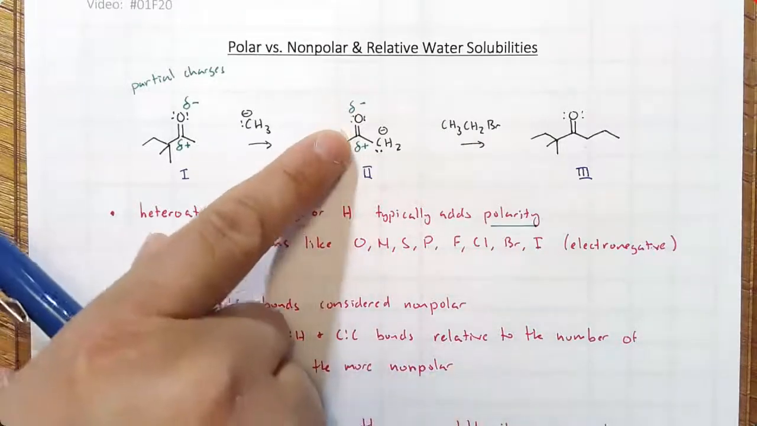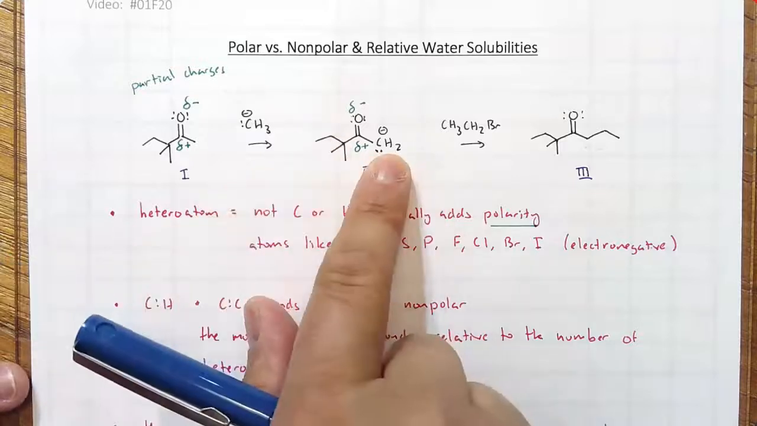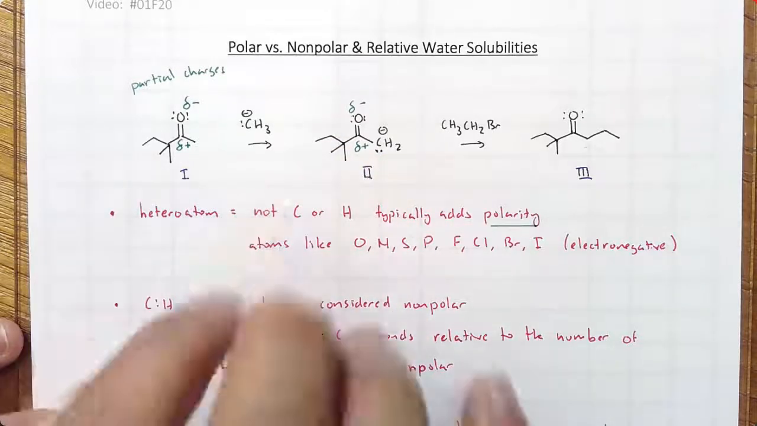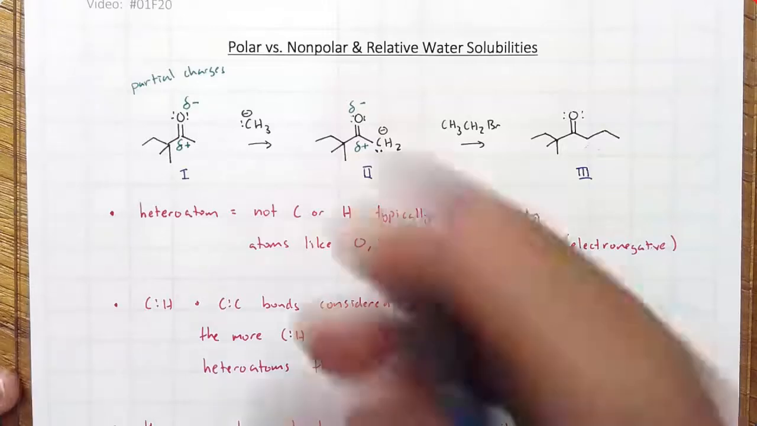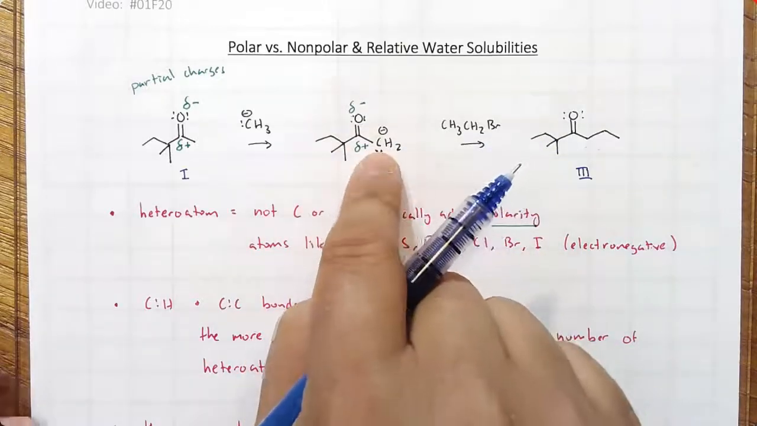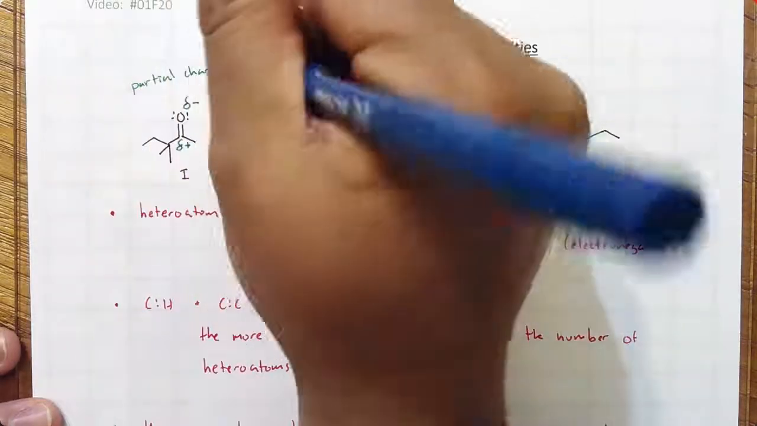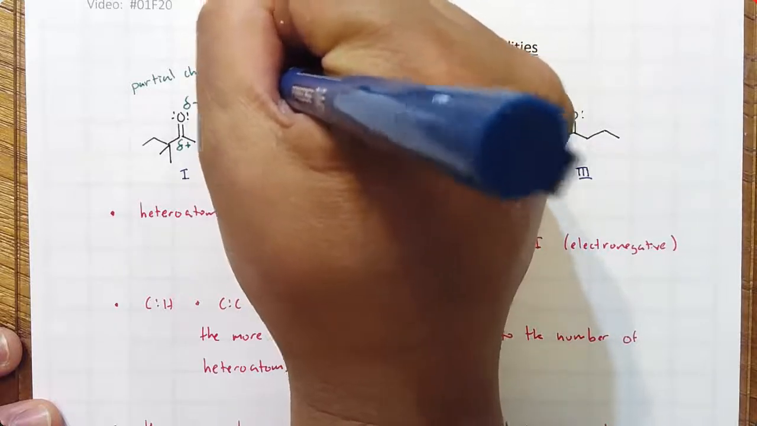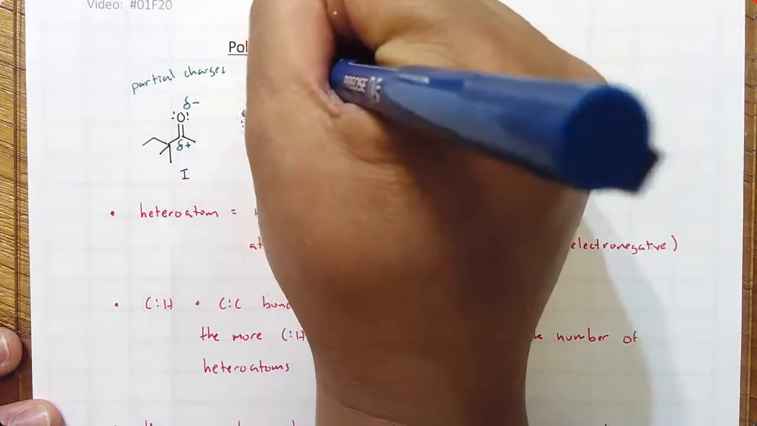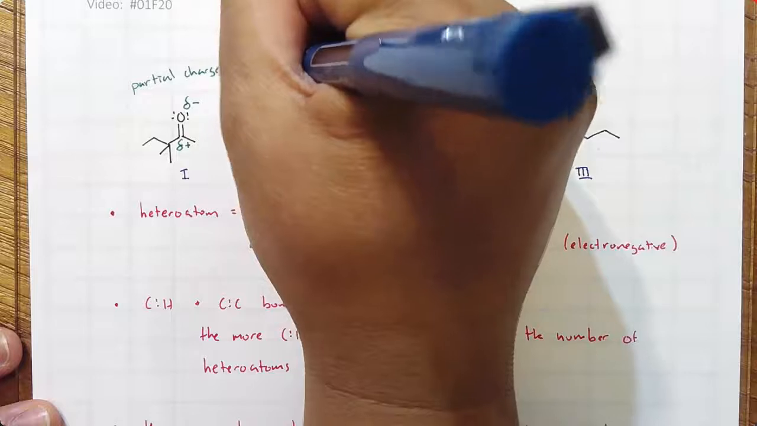Because not only do we have the bond dipoles, we have a formal charge. And the number of carbons are equal between these two. So with all things being equal, adding formal charge makes the molecule more polar. So one way we could indicate that is 2 is greater than 1 in terms of polarity.